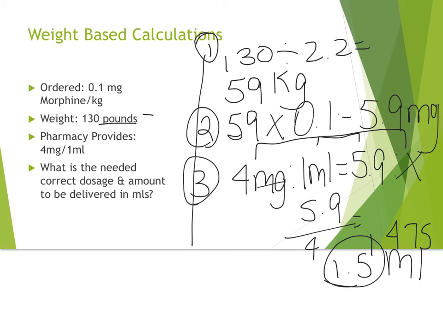Okay? So we would not take and round this down. We would take this number here and round based upon that, and it would make it 1.5 mLs.